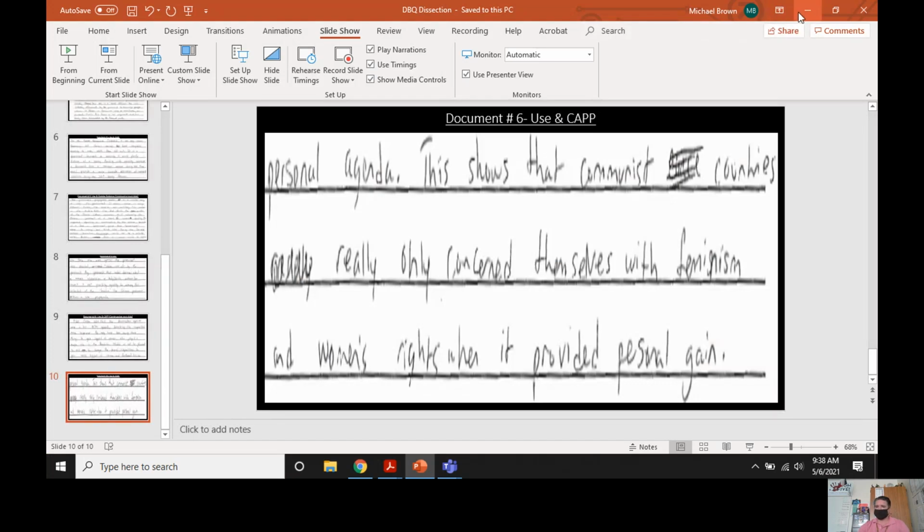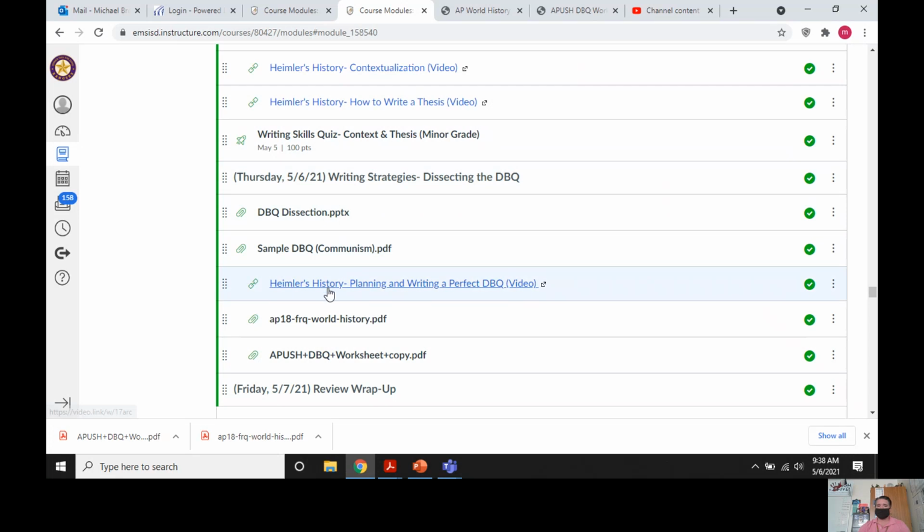So to really hammer this home, now that I've broken down one, we're going to see what Heimler says. He's going to do his own, and if you want to follow along with him, this is the FRQ that he's going to use. He also references a little DBQ organization worksheet. It says APUSH, but remember APUSH and world history, we use the same type of DBQ, so it's fine. But if you want, you can open this up. It's here. If you want to do it later, that's fine.